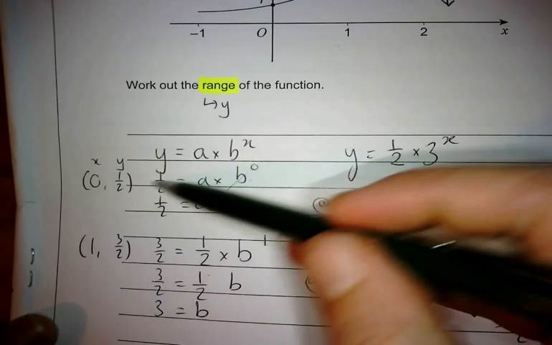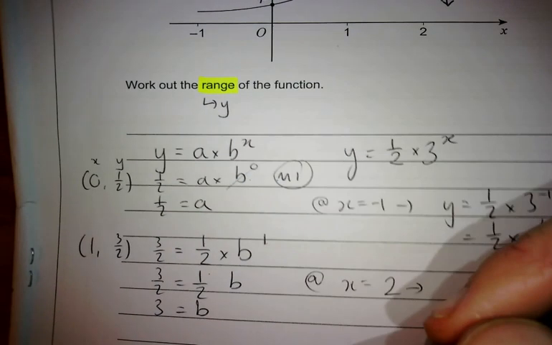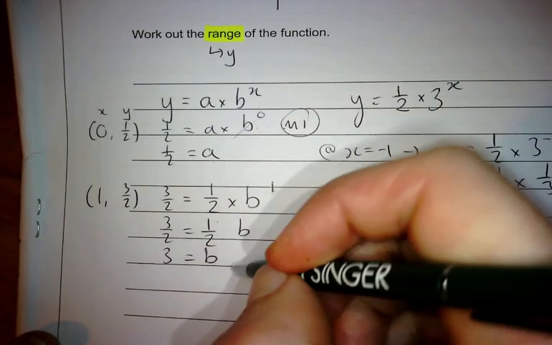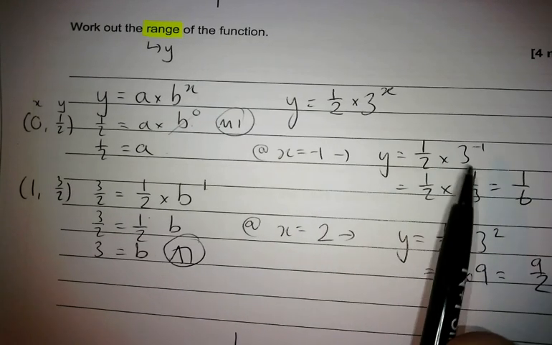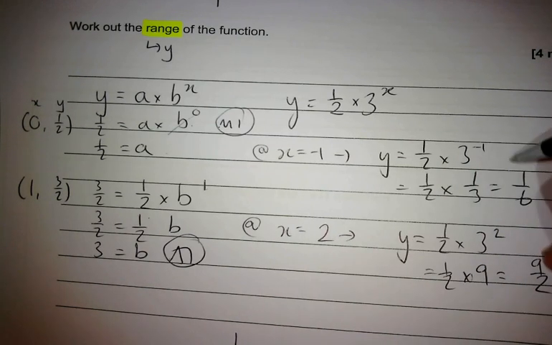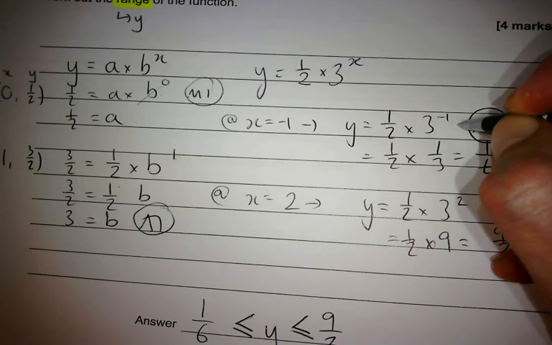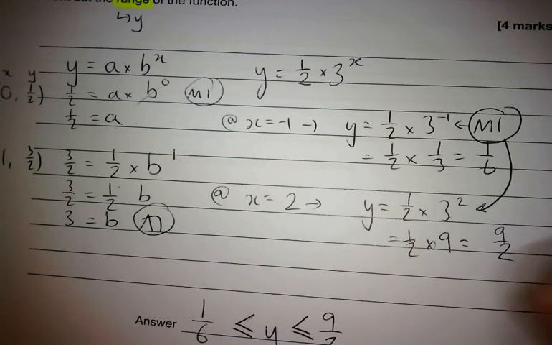You would get 1 mark for substituting in 0, a half to get this. You would get 1 mark for finding a is a half and b is 3. You would get 1 mark for a half times your value of 3 to the negative 1. And you also need this, a half times 3 squared, so you need both subbing in negative 1 and subbing in positive 2 to get that method mark.